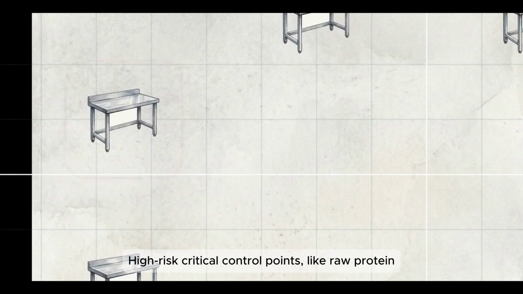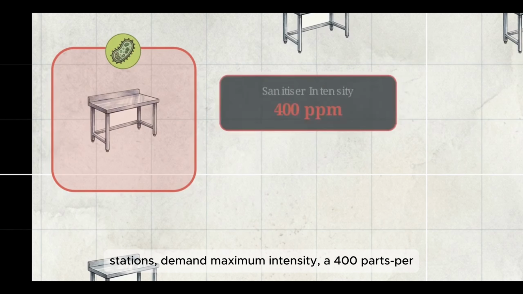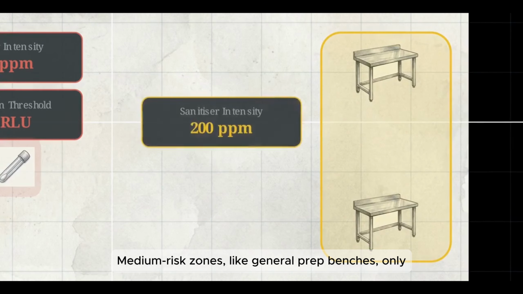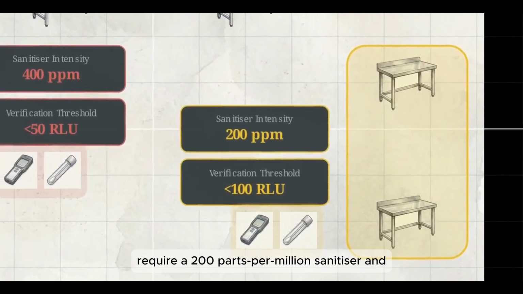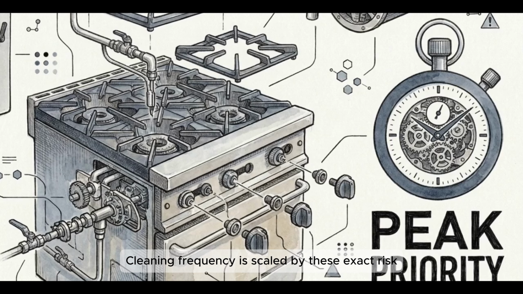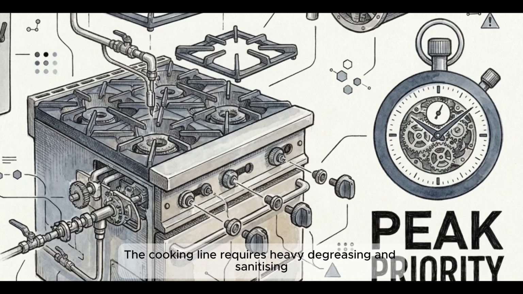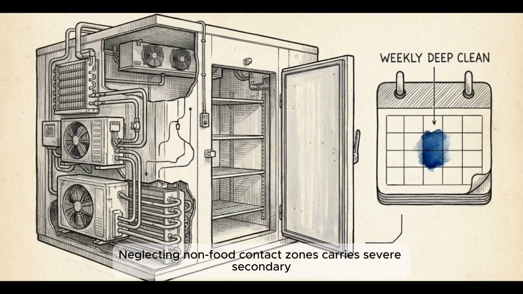High-risk critical control points, like raw protein stations, demand maximum intensity, a 400 parts per million sanitizer, and verification below 50 RLU. Medium-risk zones, like general prep benches, only require a 200 parts per million sanitizer and a 100 RLU limit. Cleaning frequency is scaled by these exact risk tiers. The cooking line requires heavy degreasing and sanitizing after every single service, while cold storage units require a complete weekly strip-down and temperature log check.